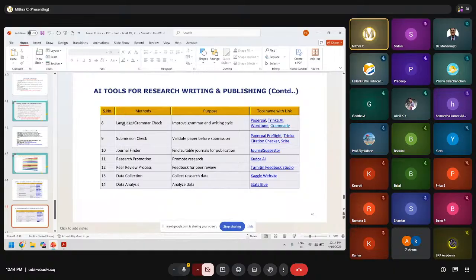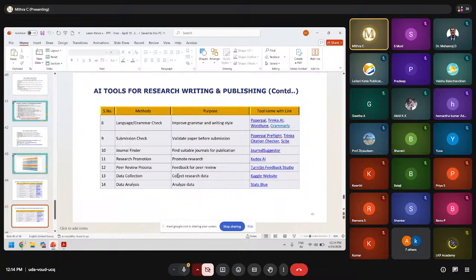And for language or grammar check, you can use Grammarly, Paperpal, everything. For submission, and for journal finder, journal suggestor, for even research promotion, to promote your research article, you can go for Kudos AI. And for the paper review process, for the first process to be reviewed by you, if you want to really know about your paper, you can go for Turnitin Feedback Studio.